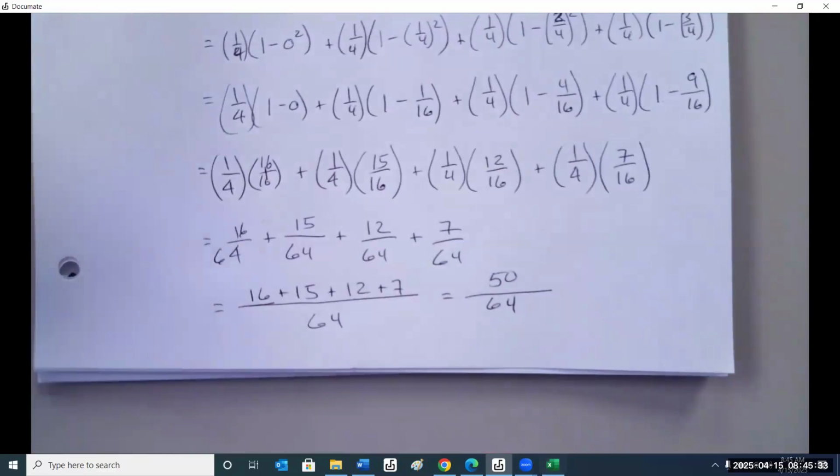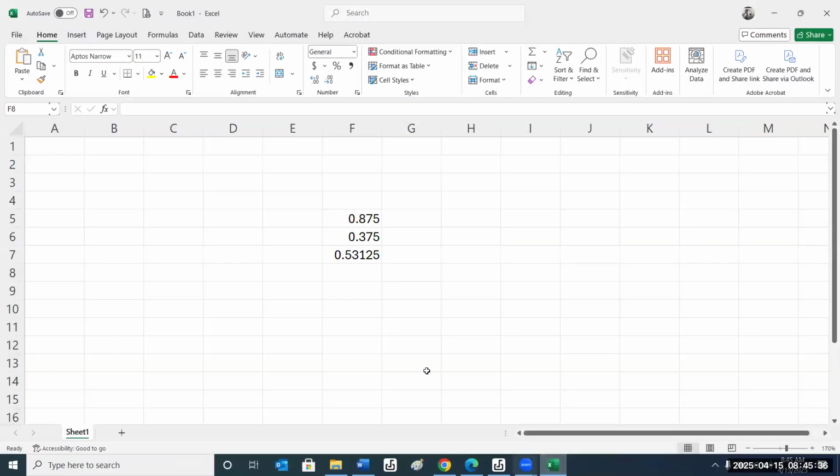So what's that going to equal? This equals 0.7812.